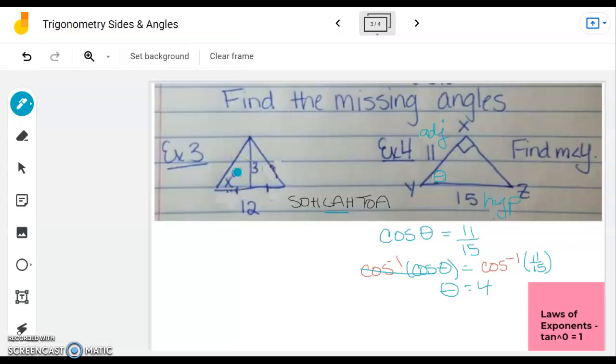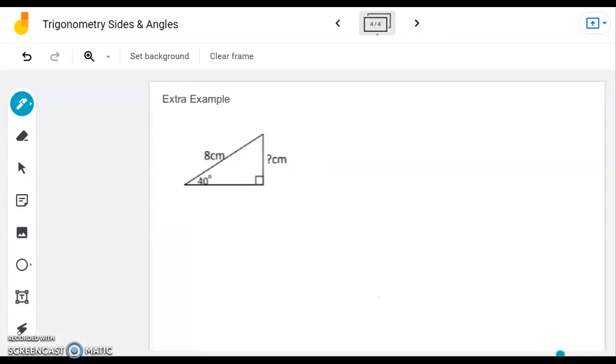42.83, those are the degrees. Okay, and that's my angle measure. That's what angle y is equal to. Okay, I do have one more slide with an extra example.